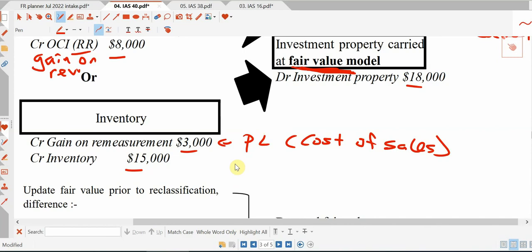Can I balance up my entry? Yes, I can. Credit 15, credit 3, credit 18 already, and debit 18. So debit and credit are the same amount. Can balance them. Okay, move on.